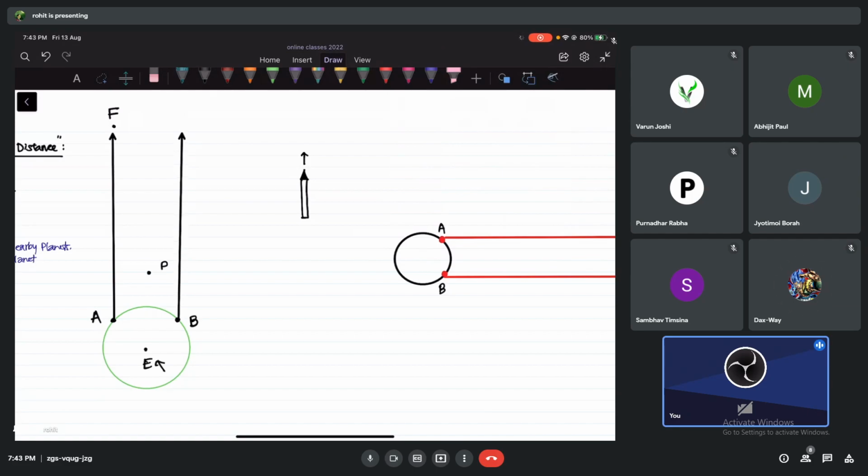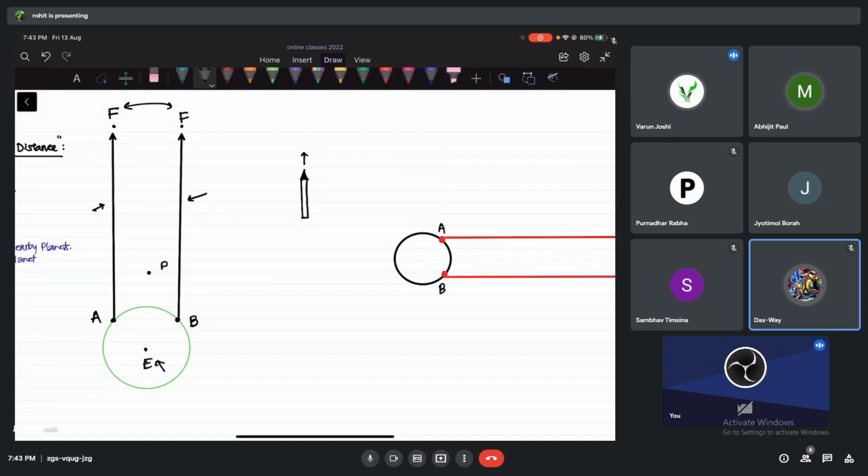Now you tell me, is F close or very far? Very far. That's why these two rays that I'm drawing here will be parallel to each other. But is this F or F dash, or are they the same thing, guys? Same, sir. Yes, and that is what I'm trying to say. Okay, so we got this idea.